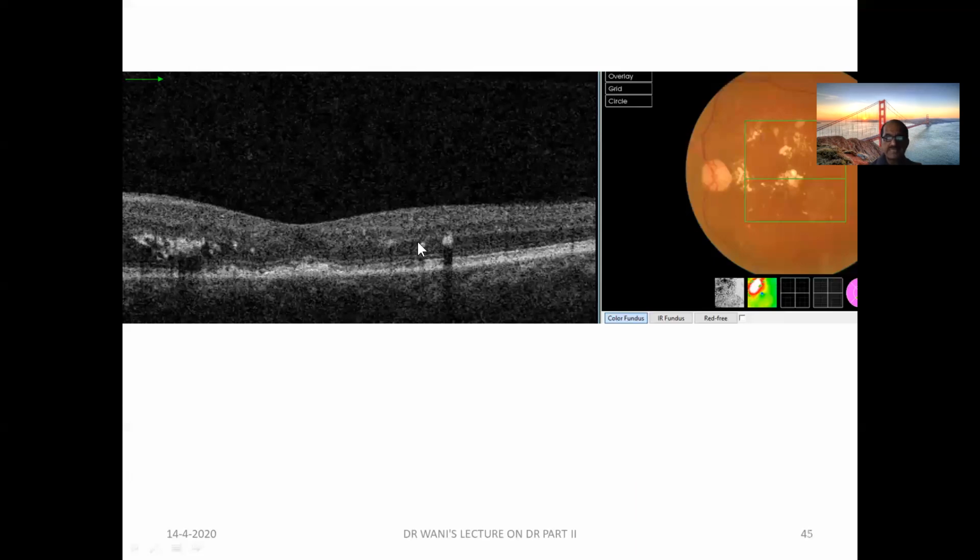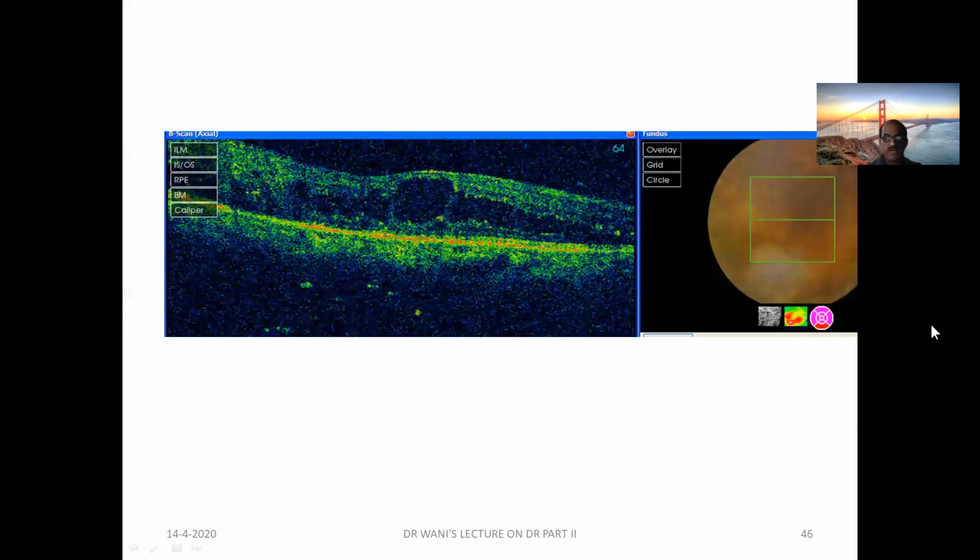So you can see in this case, there are hard exudates right in the center, and though there is external limiting membrane, the ellipsoid zone has gone. Actually, the ellipsoid zone is the outer photoreceptor segments, so they are gone. So probably this patient will have poor vision. This one, you can also see here. Actually, the structure is so much lost. You cannot make out the external limiting membrane. You cannot make out the ellipsoid zone.